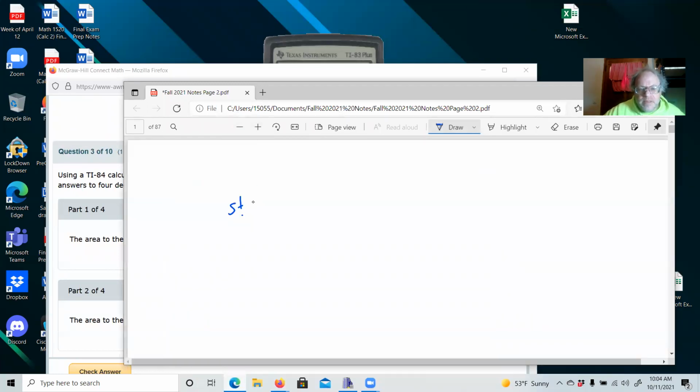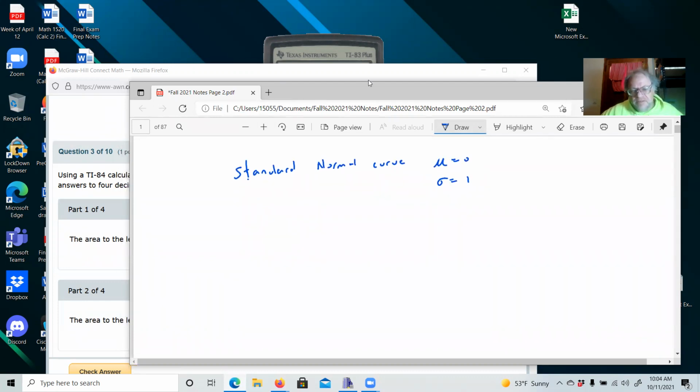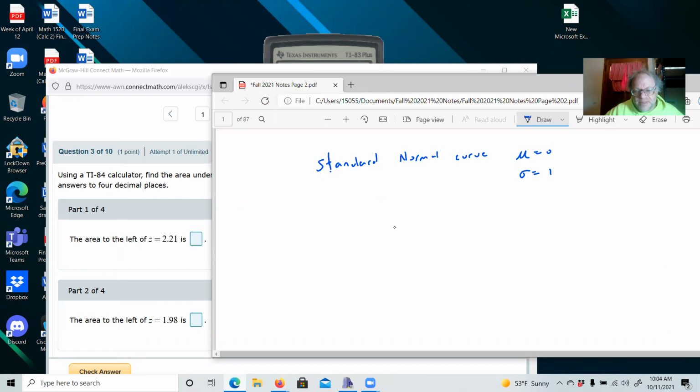A standard normal curve has a mean of 0 and a standard deviation of 1. I recommend drawing these things, so it's not just a mindless thing in your calculator. You can actually connect what's going on to some kind of visual representation.